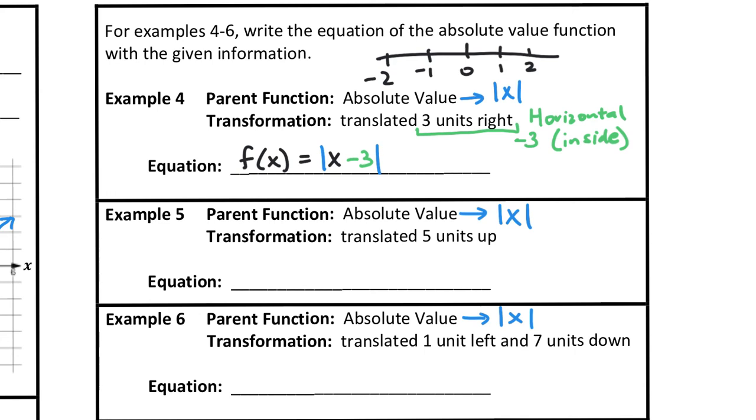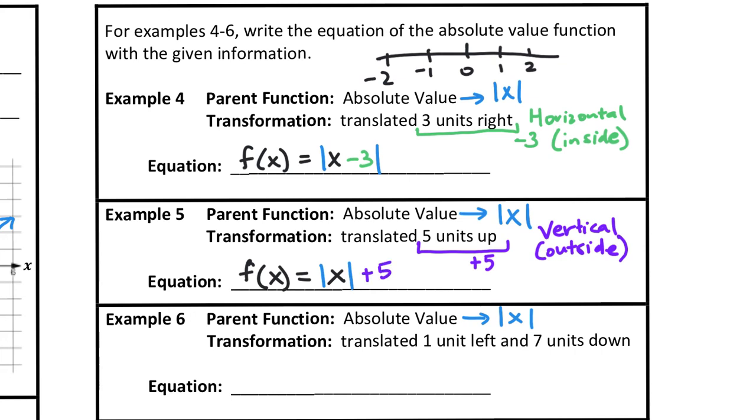Okay. The next one has a translation of 5 units up. So that's a vertical translation. That number is going to happen outside. So it's going to be something like f of x equals the absolute value of x, and then the 5 is going to be +5. I'm going to write +5 because it's moving up. And for vertical translations, which happen outside, it's going to be directly what it is. Because if you think of looking at the y-axis, if you move up, then the numbers are positive as you go up and negative as you go down. So we're going to write +5 outside.